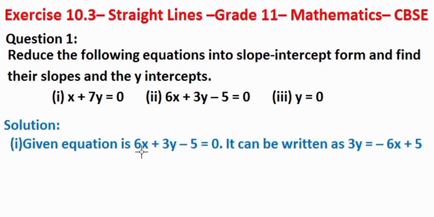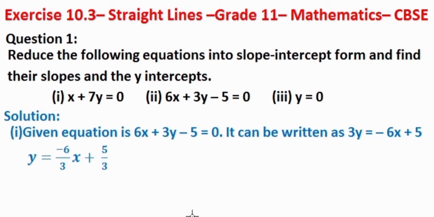The second question says 6x plus 3y minus 5 equal to 0. It can be rewritten as 3y equal to minus 6x, so transposing 6x to the other side gives minus 6x, and transposing minus 5 to the other side gives plus 5. Now dividing by 3 on both sides, what we get is minus 6 by 3 x plus 5 by 3. Minus 6 by 3 is equal to minus 2, isn't it? So minus 2x plus 5 by 3.